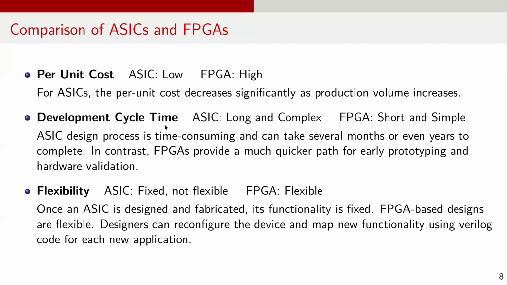From the development cycle time perspective, the ASIC design process is time consuming and can take several months or even years to complete. This long development cycle can be a disadvantage in fast-paced industries where rapid product development and time to market are critical. In contrast, FPGAs provide a much quicker path for early prototyping and hardware validation. Another aspect where FPGAs win over ASICs is their flexibility. Once an ASIC is designed and fabricated, its functionality is fixed and it cannot be changed without redesigning and manufacturing a new chip.